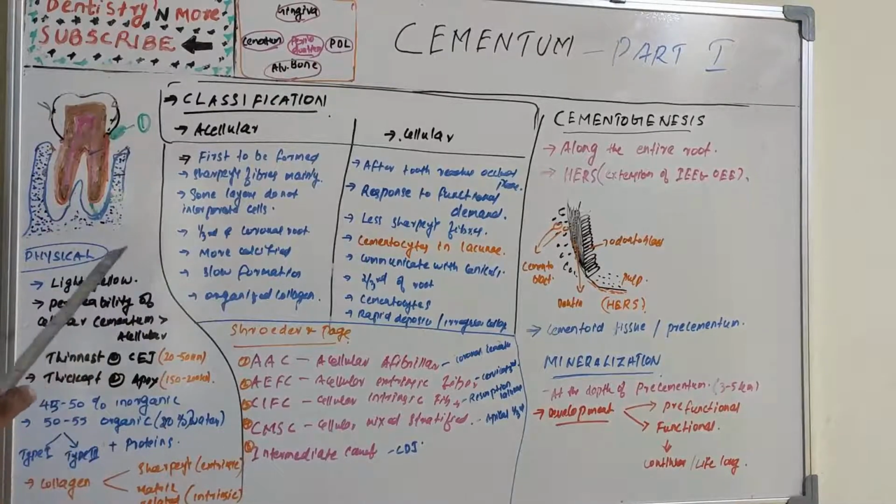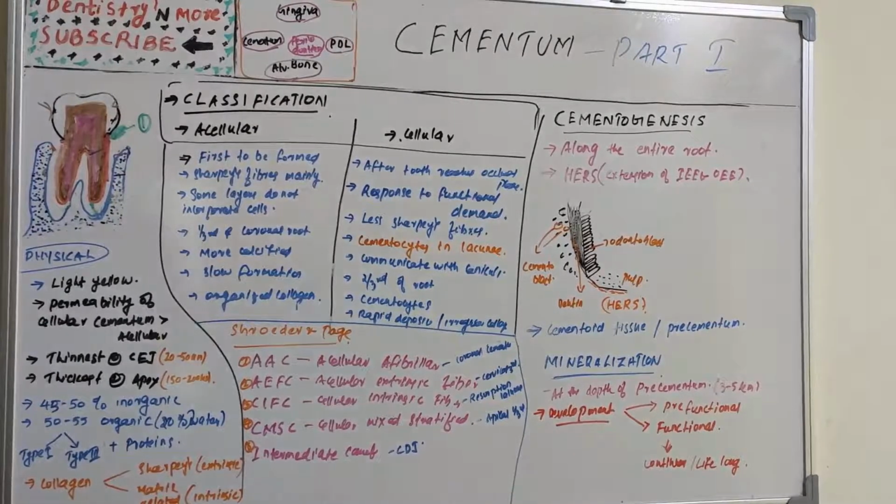With advanced age, the permeability of cementum decreases, and the cementum is thinnest at the cemento enamel junction, that is here, and it is thickest towards the apex. So at the cemento enamel junction it is 20 to 50 micrometer, whereas at the apex it is almost 3 or 4 times, that is 150 to 200 micrometer. So that's about the physical properties.